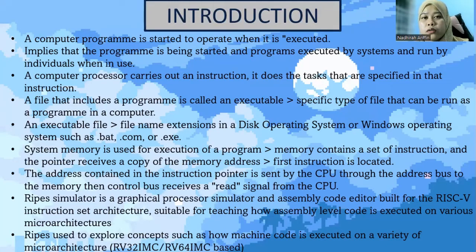So for this group assignment, we use Ripes Simulator, which is a graphical processor simulator and assembly code editor built for the RISC-V instruction set architecture. It is suitable for teaching how assembly level code is executed on various microarchitectures. Then RISC-V is used to explore concepts such as how machine code is executed on a variety of microarchitectures. For example, RV32IMC or RV64IMC base.